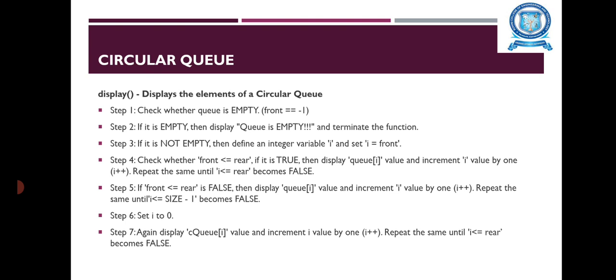Then if the condition is checked, that means front less than or equal to rear is false, then display the queue of i value and increment the i value by 1. Repeat the same until the condition becomes false. That condition is i less than or equal to size -1. Then after that, set i to 0. Again display the queue of i value and increment the i value by 1. Repeat the same until i less than or equal to rear value becomes false.